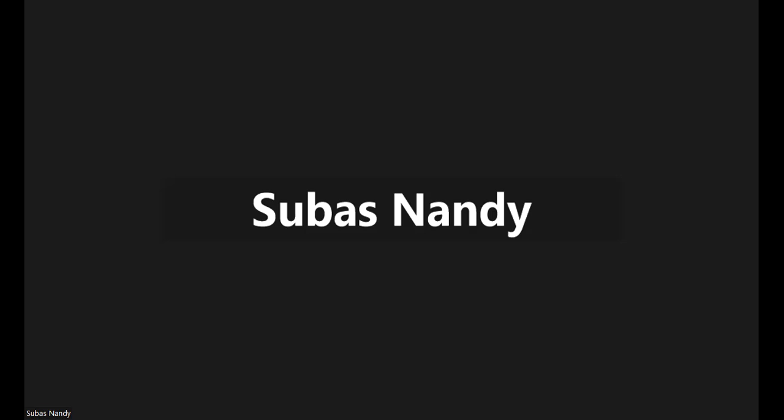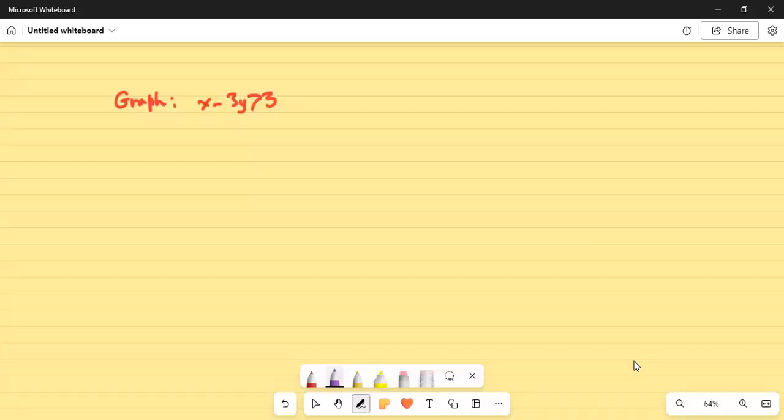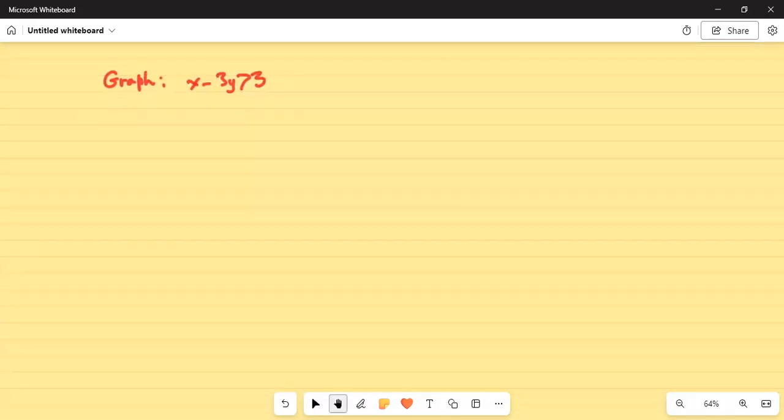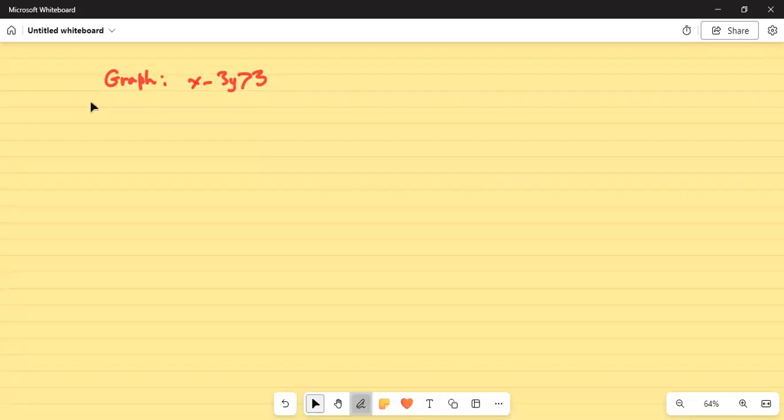So today we will graph an inequality. It says graph x minus 3y greater than 3. So, move this a little bit up. Okay, so let's rewrite this: x minus 3y greater than 3.